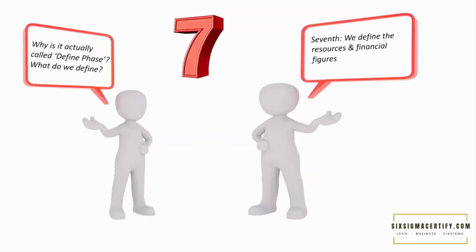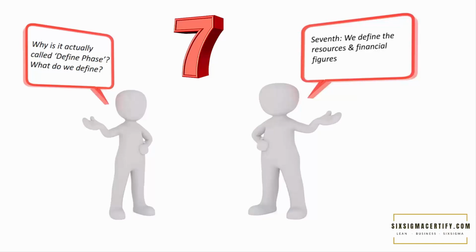We then define the resources and financial figures. Of course, this is a very important step. We try to find out what resources we need and what will be the cost of the company, and what will be the cost of implementing and not implementing the Six Sigma project, because finally, if the Six Sigma project is not going to help in the financial improvement of the company, although it always does, there will be no use of implementing the Six Sigma.